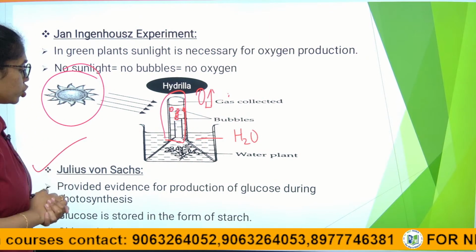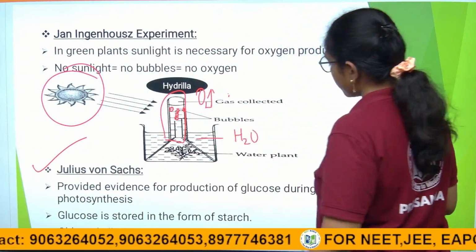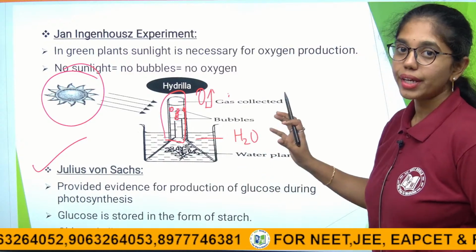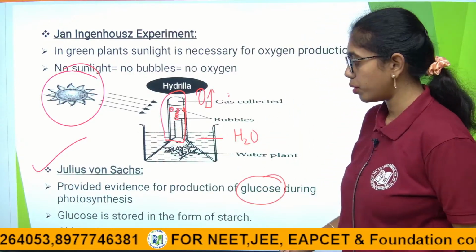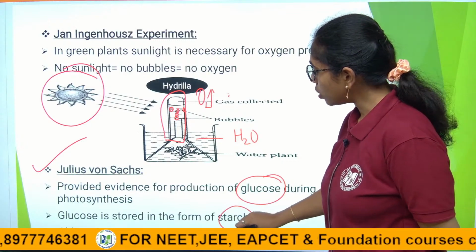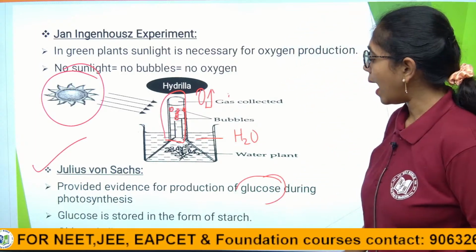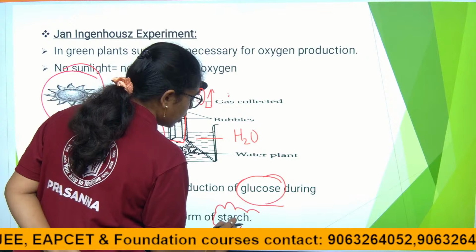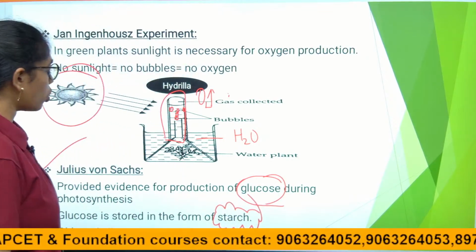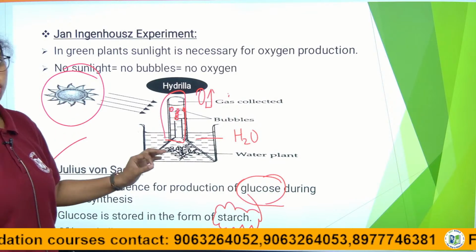The next, Julius von Sachs. He is the scientist who said that glucose is formed during photosynthesis in green plants, and glucose is stored in the form of starch. You have to remember this for sure. How is glucose stored? Glucose is stored in the form of starch, and chlorophyll is located inside the chloroplast. This is what was said by Julius von Sachs.